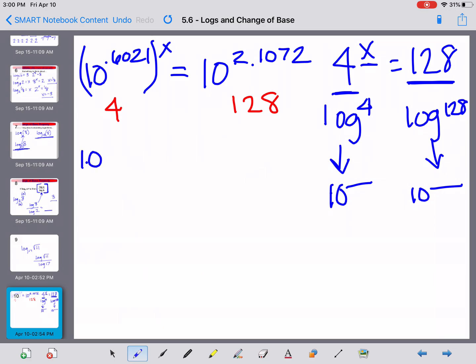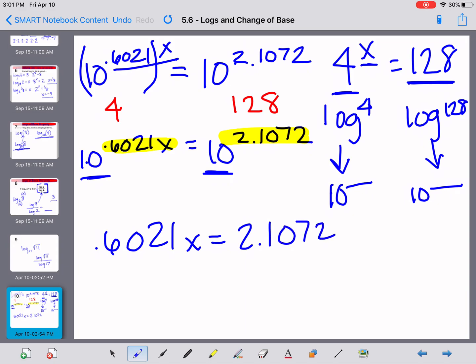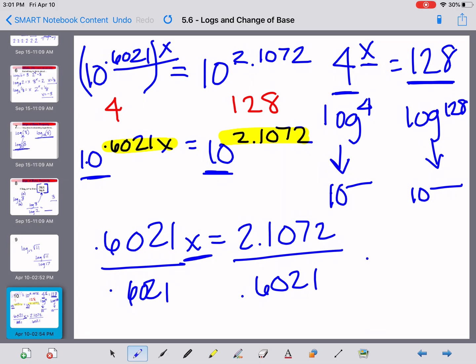I'm going to rewrite this so we have everything in one spot. 10 to the 0.6021x, right? Those can go together, equals 10 to the 2.1072. I have a common base, which means these have to be equivalent. So I can write 0.6021x equals 2.1072. Hopefully you can see the algebra with this. Divide by 0.6021, and then I'll get x by itself, and that's ultimately what I'm trying to find.